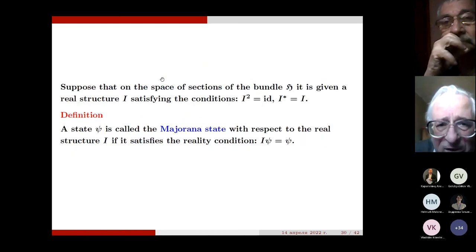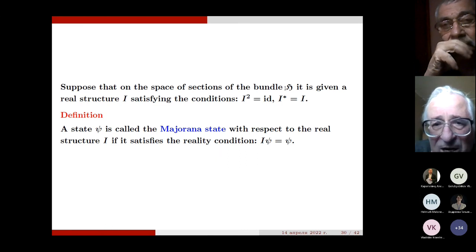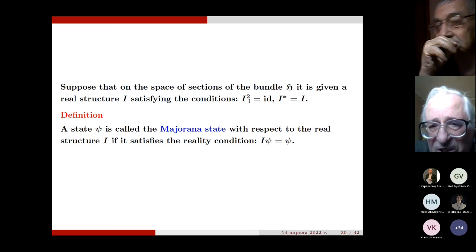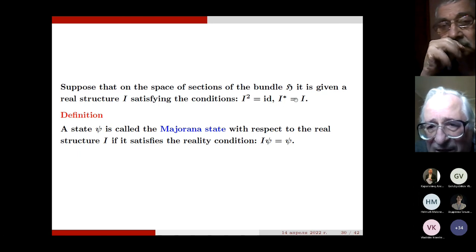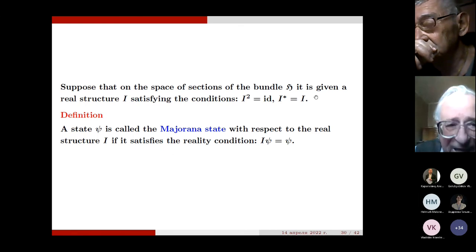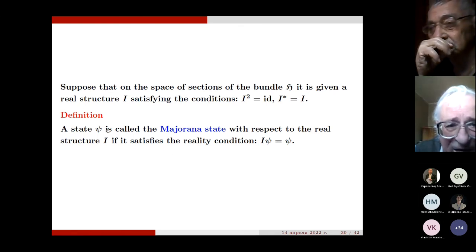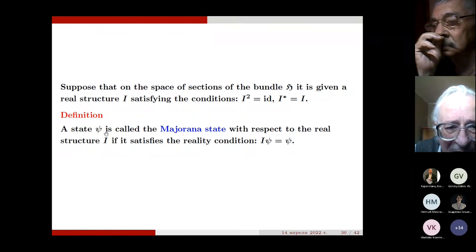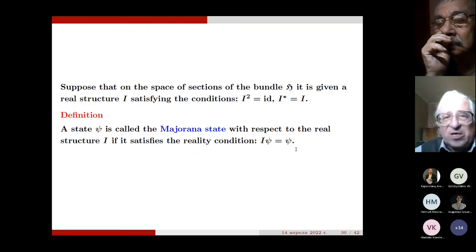Suppose that on the space of sections of the bundle H, we have a real structure I, which is an operator such that I squared is identity, and I star is equal to I. Then a state psi is called a Majorana state with respect to this real structure I if it satisfies the reality condition, I psi equals psi.